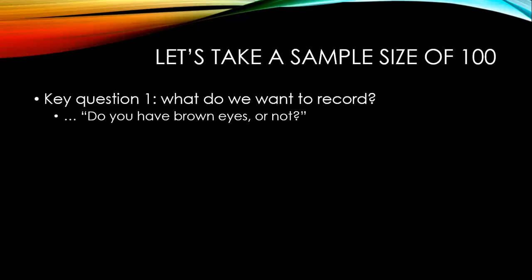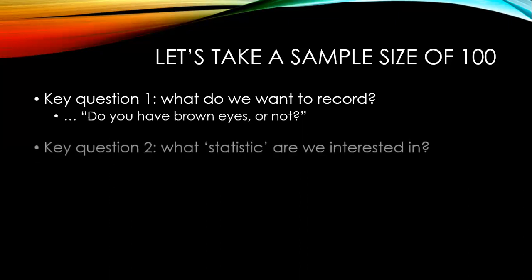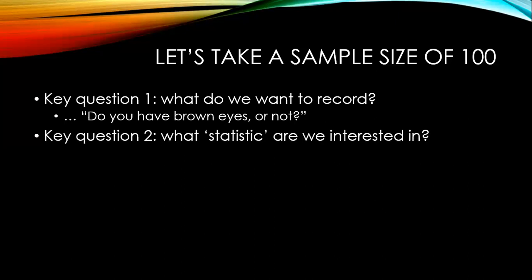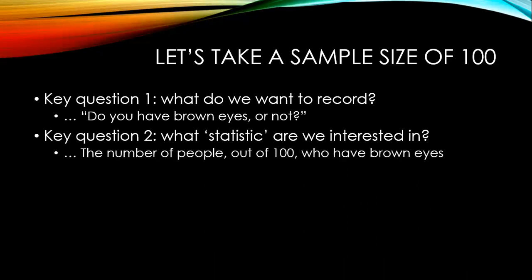So it's a binary option, isn't it? You either have brown eyes or you don't. That's what we're interested in. And what statistic are we interested in? A statistic is just a piece of data. What piece of data are we interested in in this investigation? Well, it's the number of people who have brown eyes out of 100.